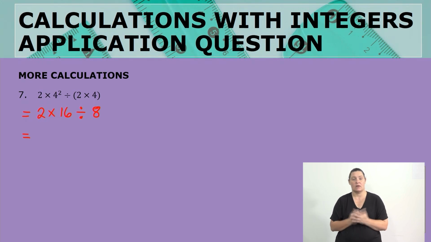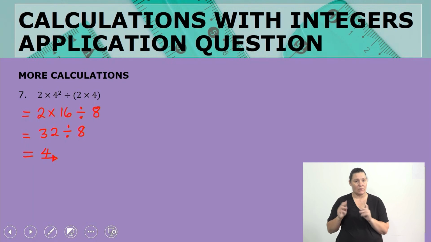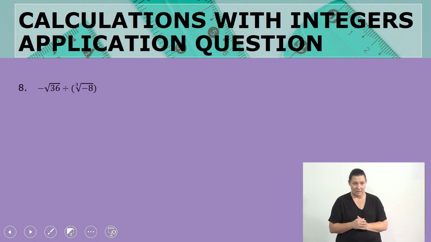So now, what is 2 multiplied by 16? It's a positive 2 multiplied by a positive 16. That is going to give us a positive 32. When we divide that by 8, or a positive 8, that is going to give us a positive 4. Okay, do you have that? I hope you do. Let's look at the last one.